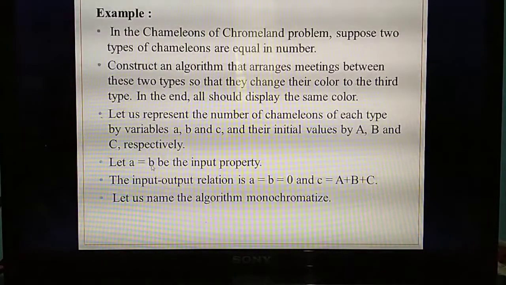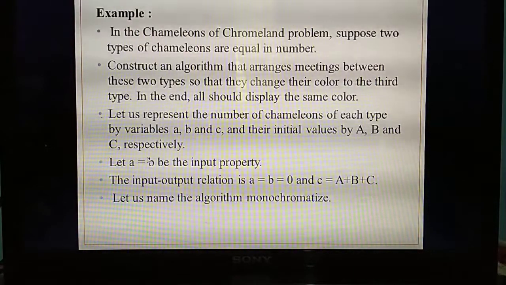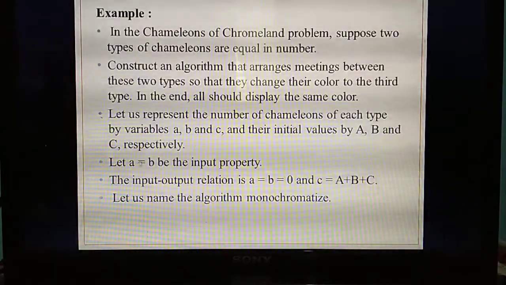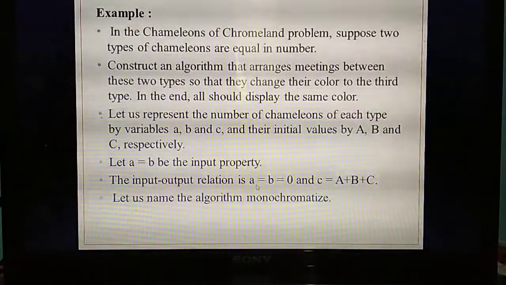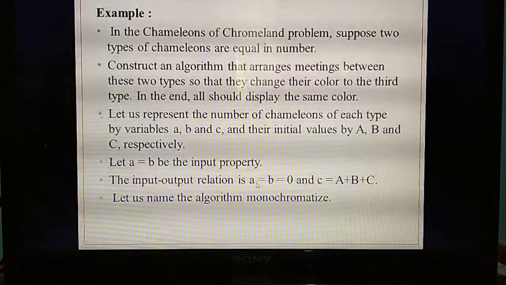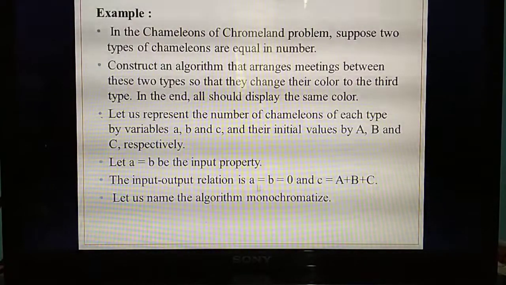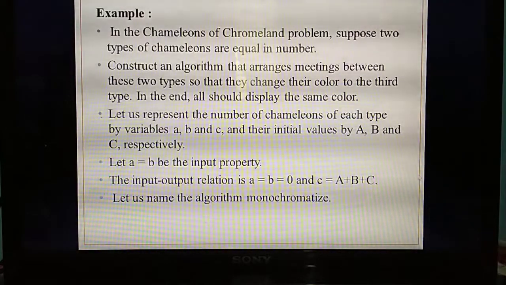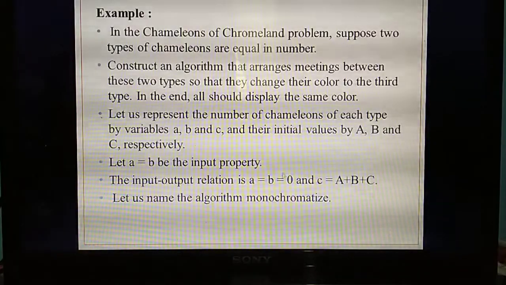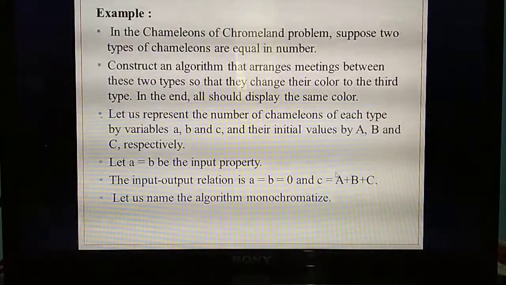Understand what is the input property? A equal to B, if two types are in equal number. Understand? If they are equal in number, then what relation? Input-output relation: initially, if A equal to B equal to 0, that means the two types A and B are 0, so you need to add the third. A plus B plus C, this is the formula. If the values of A and B are 0, what you need to do is add A plus B plus C.